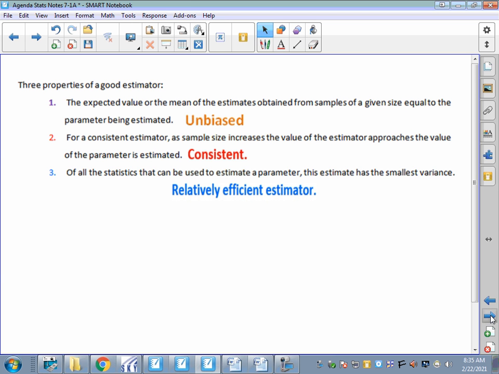So we just need to make sure that we've got an unbiased estimator, a sample, we've got consistency, and we've got efficiency. Basically, we are looking for the smallest variance or the smallest differences between our estimate and the true mu.